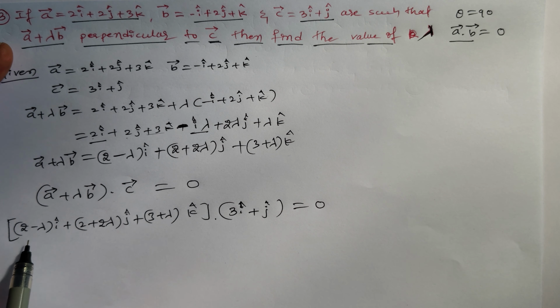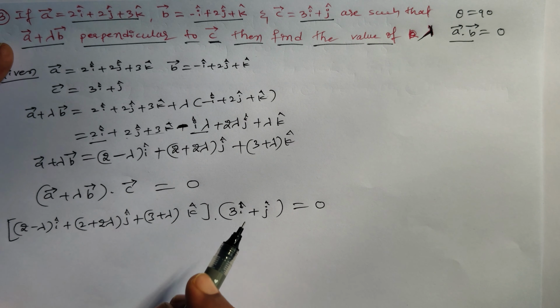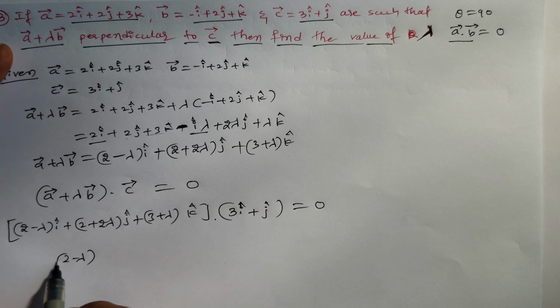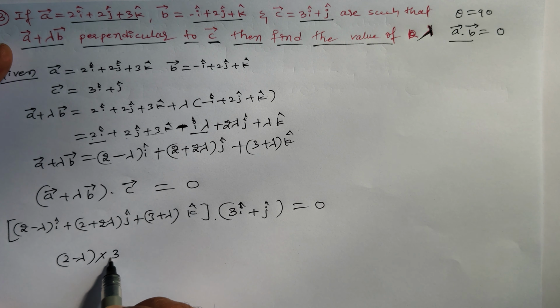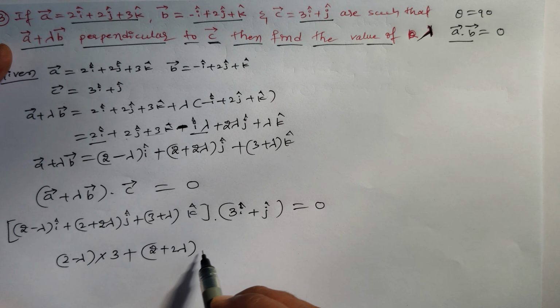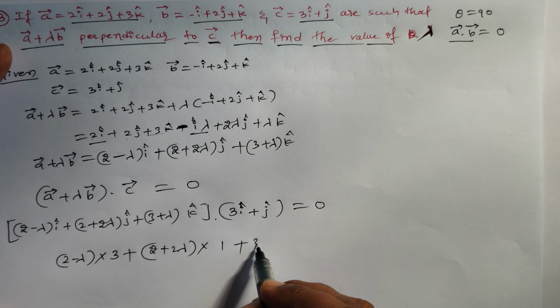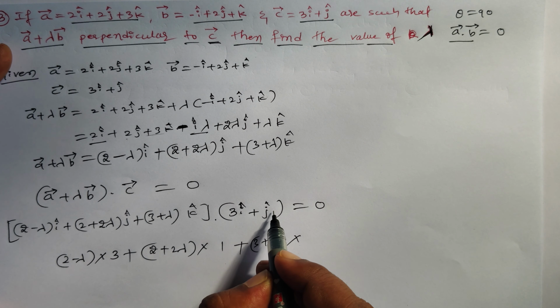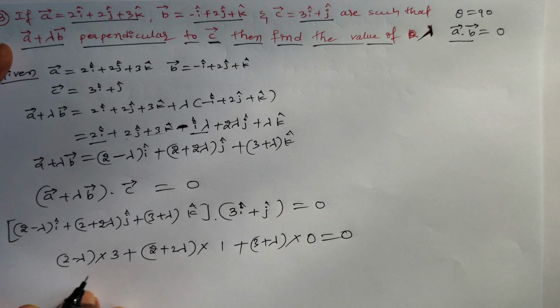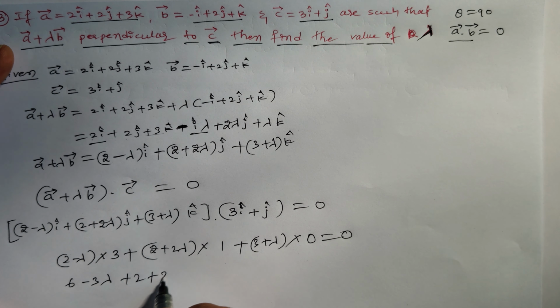This is a dot product, so we must multiply the coefficients: the i coefficient with the i coefficient, the j coefficient with the j coefficient. Here the i coefficient is 2 minus lambda, and here it is 3, so 2 minus lambda into 3, plus the j coefficient 2 plus 2 lambda into 1, plus 3 plus lambda into the k coefficient, which is not there, so it is 0, equal to 0. Simplify: 2 3s are 6 minus 3 lambda, next plus 2 plus 2 lambda.